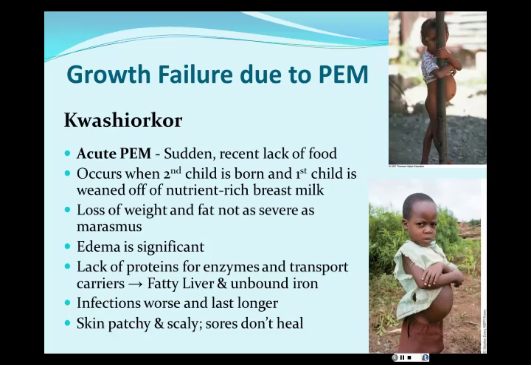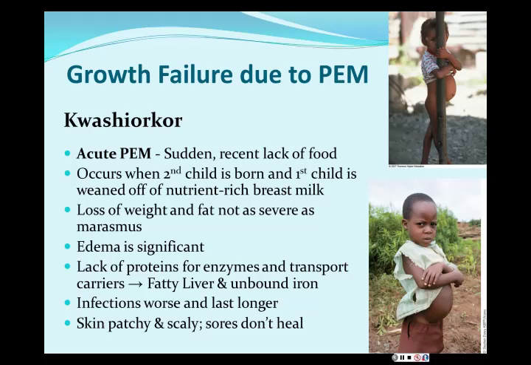Typically sets in between 18 months and 2 years. It develops rapidly, but may be followed by an illness such as measles or other infections. We see a loss of weight and body fat is usually not as severe in kwashiorkor as it is in marasmus.